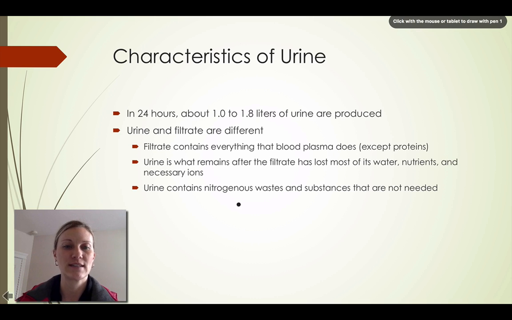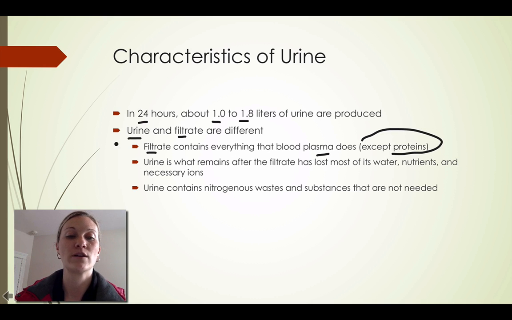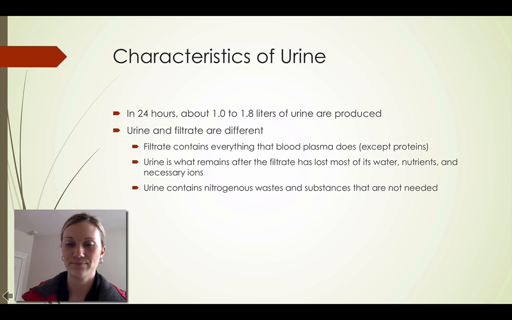So some of the major characteristics of urine: in 24 hours, a person produces between 1 and 1.8 liters of urine. Urine and filtrate are different. So filtrate contains everything that blood plasma does except for the proteins. You might want to be aware of that one. Urine is also what remains after the filtrate has lost most of its water, nutrients, and necessary ions. So think of urine as being much more concentrated compared to filtrate. And then urine contains nitrogenous waste and other substances that are not needed in your body.